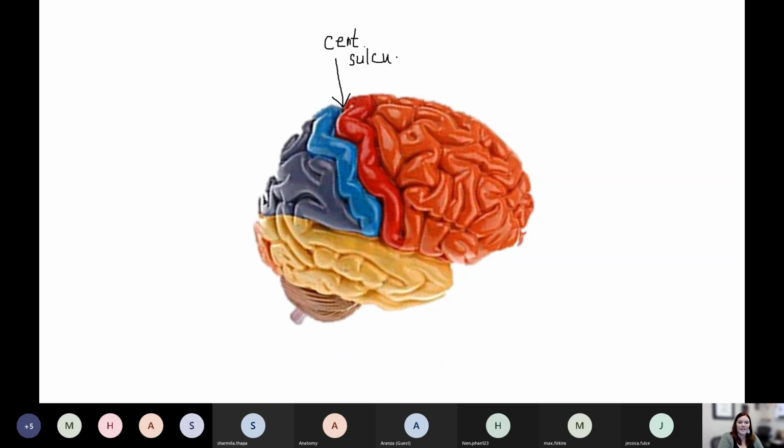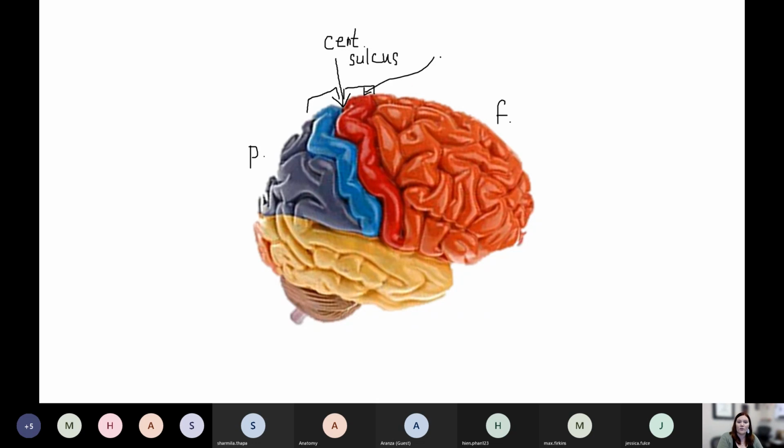It is the indentation, the dividing line between the frontal lobe and the parietal lobe. Notice that this brain flip-flopped from what we were just looking at. So my frontal lobe is now on the right side, my parietal lobe now on the left. So the central sulcus divides up the frontal lobe from the parietal lobe. And the reason we care so much about it is not just because it divides up those lobes, it's also because of the bumps or the gyri that are found right in front of it or right behind it.